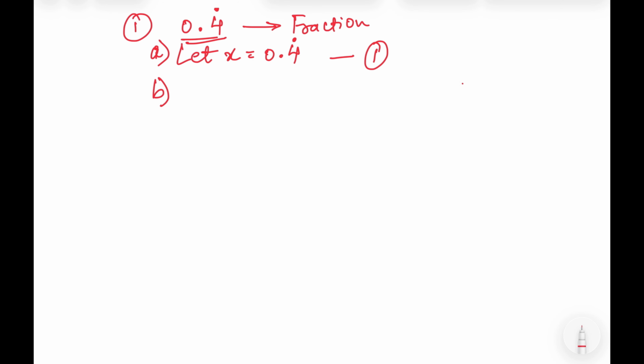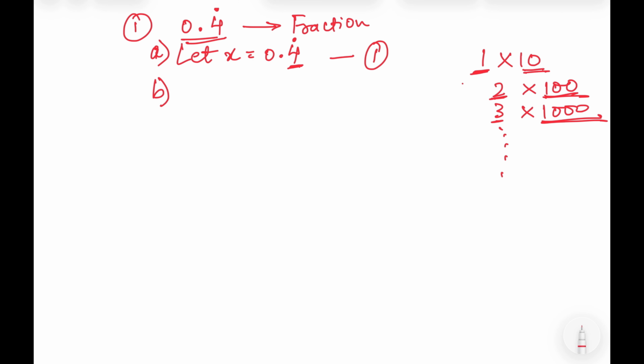Now second step, we check how many recurring numbers are there after the decimal point. Here if you see, there is only one recurring number after the decimal point, right? So we multiply this by 10. If there were 2 recurring numbers, we would have multiplied by 100. If 3, we would have multiplied by 1000. So as you can see, it depends upon the number of recurring digits. As many numbers are recurring, the number of zeros keeps increasing. 1 number, 10; 2 numbers, 100; 3 numbers, 1000, and so on.